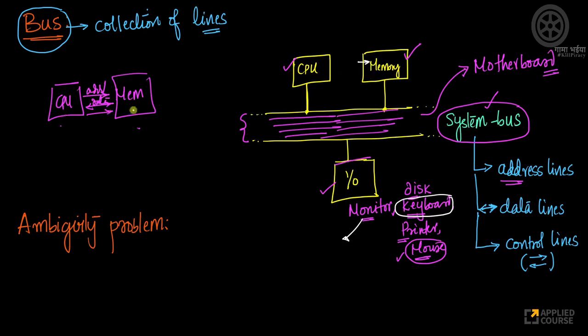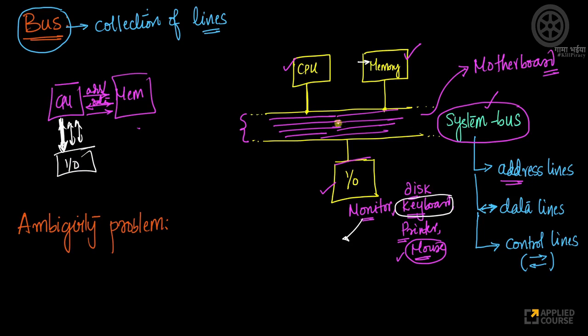So just like the way CPU memory interfacing works, similarly CPU I/O interfacing also works, right? Of course, address lines are only outgoing. Your control lines can be incoming or outgoing, right? Similarly, your data lines are bidirectional. You can send data to the I/O device or you can obtain data from the I/O device, right?